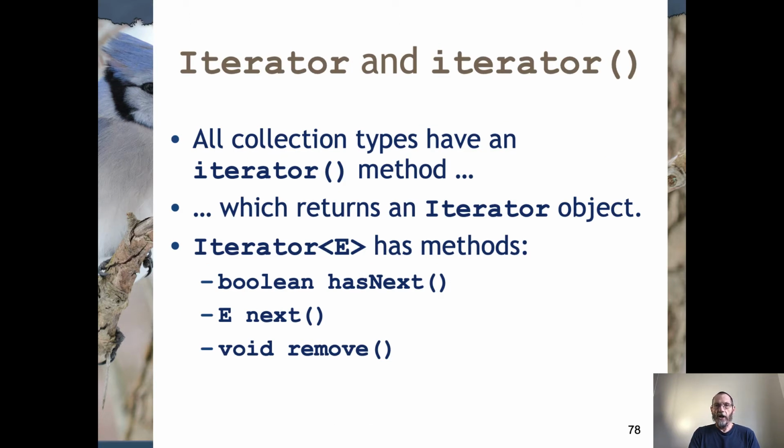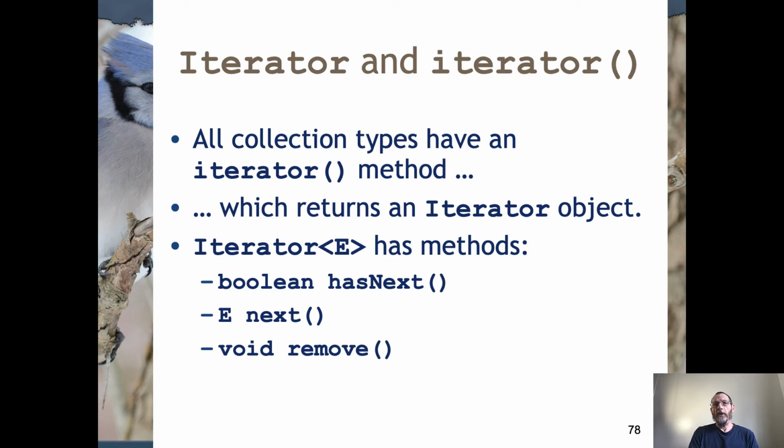All of the collection types have a method called iterator. Note that because it's a method, it starts with a lowercase i, and that method returns an object of type Iterator, where in this case the type starts with an uppercase I. The iterator type is a generic type, just like the collection types are, and so strictly speaking what the collection returns is something of type Iterator of E, where the type of the iterator is based upon the type of objects that the collection is storing.